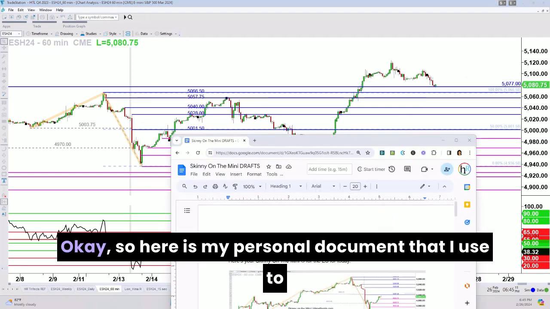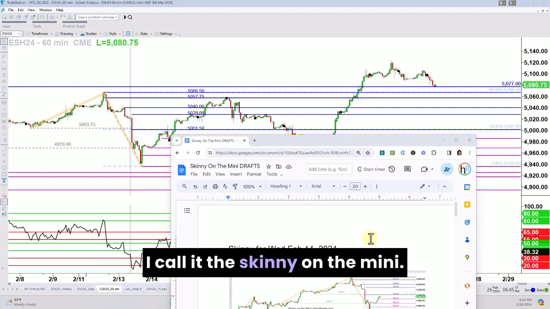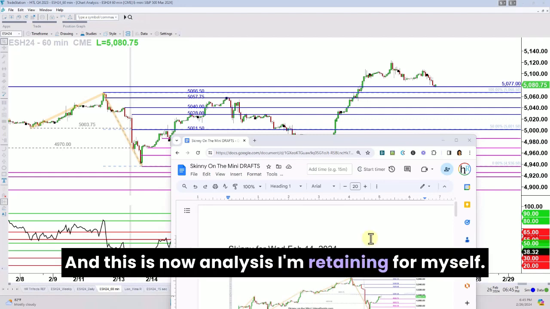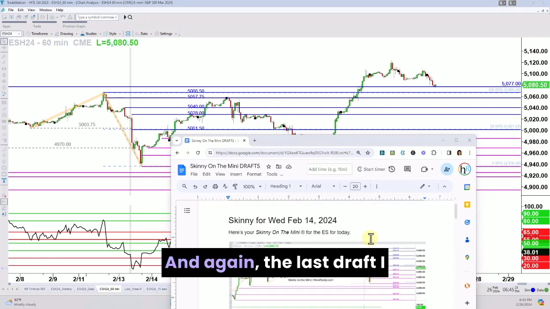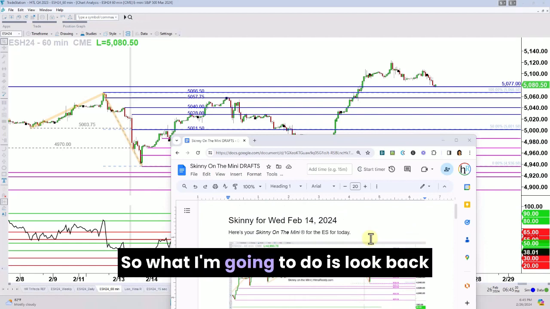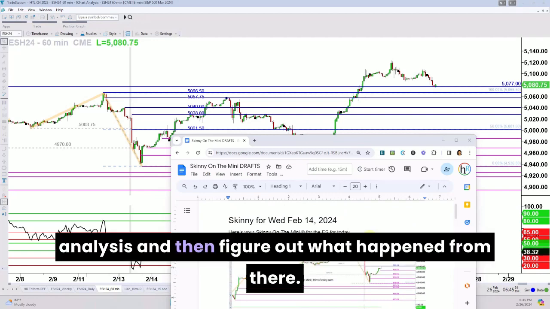Okay, so here is my personal document that I use to prepare my analysis for the E-mini S&P 500 futures. I call it the Skinny on the Mini, and this is now analysis I'm retaining for myself, where I'm just kind of getting myself aligned for my trading day. And again, the last draft I had was here on February 14th. So what I'm going to do is look back and see where did I last leave off the analysis, and then figure out what happened from there.